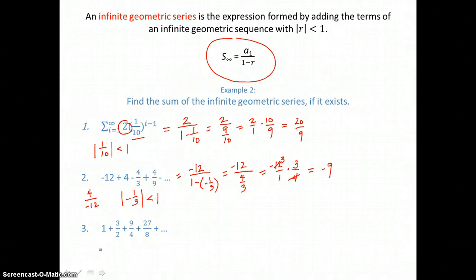Okay, now looking for a common ratio in our third problem, we divide. 3/2 divided by 1 gives us a common ratio of 3/2, but since the absolute value of 3/2 is greater than 1, there's no sum that can be found for this infinite geometric series.